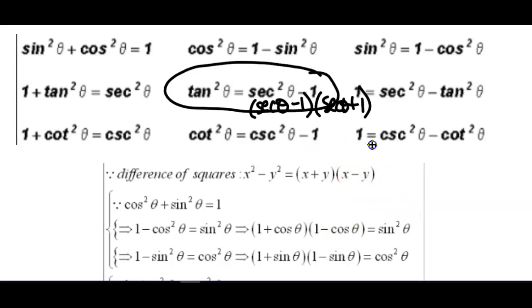Just be careful when you're using Delta Math.